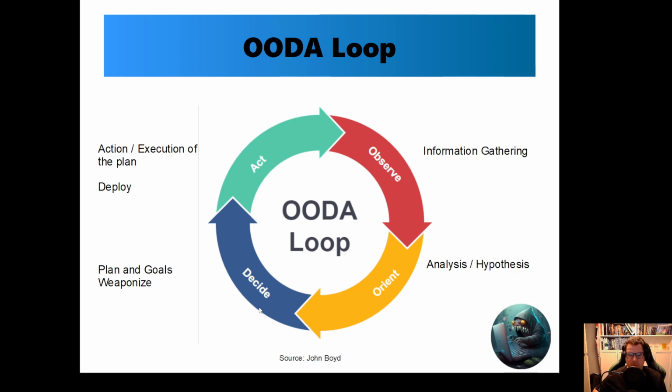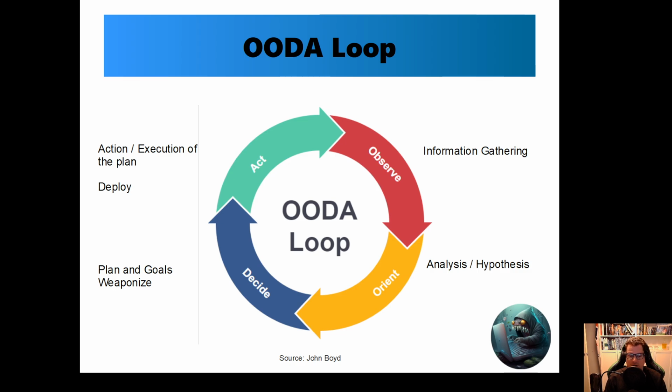The OODA loop. This was developed by John Boyd, who used it for fighter pilot training. Humans move through the OODA loop for all situations. It consists of four phases: the observe phase, the orient phase, decide phase, and the act phase. In the observe phase, it's about information gathering. You're collecting information about the situation. In the orient phase, you're starting to build a hypothesis of the situation, starting to do analysis of the information you've gathered, and starting to think of a way ahead.